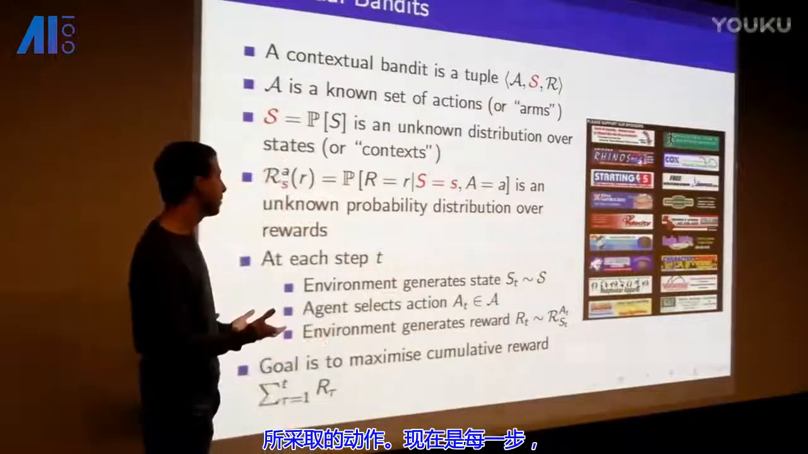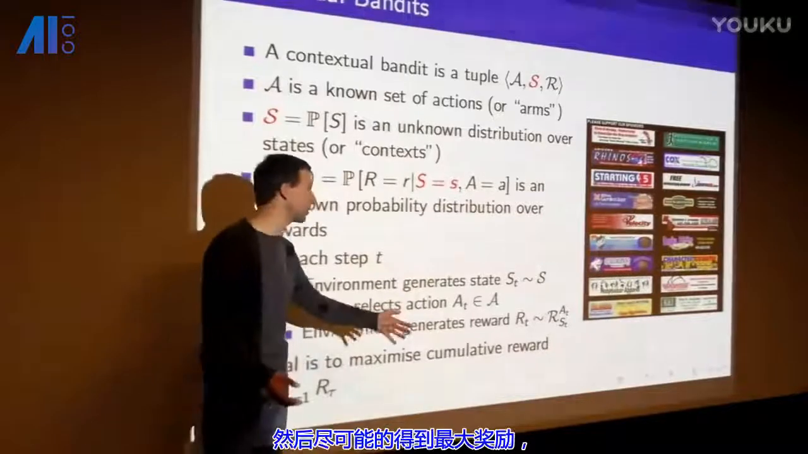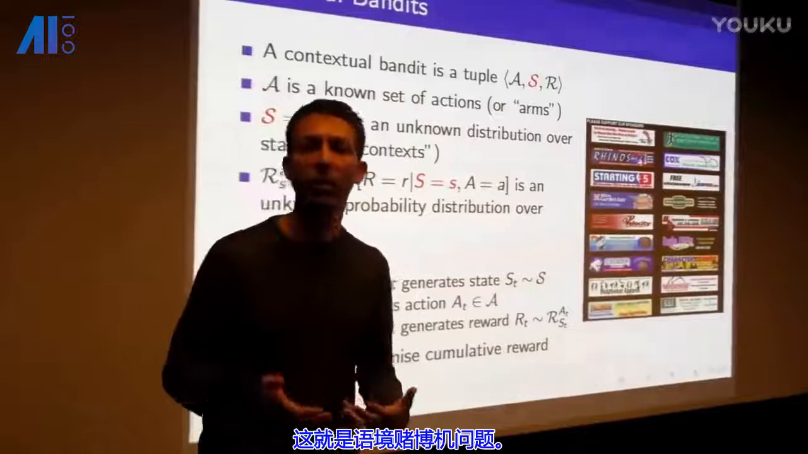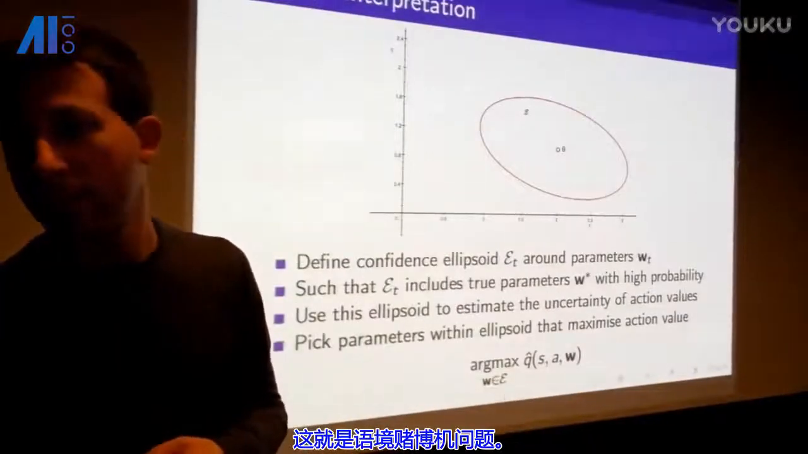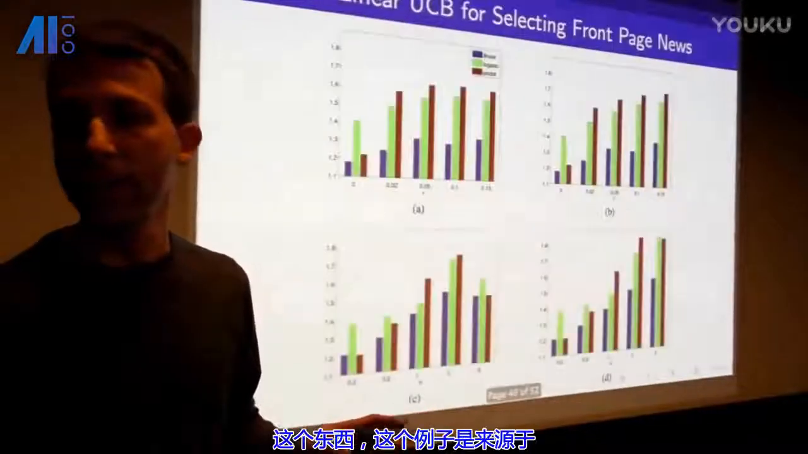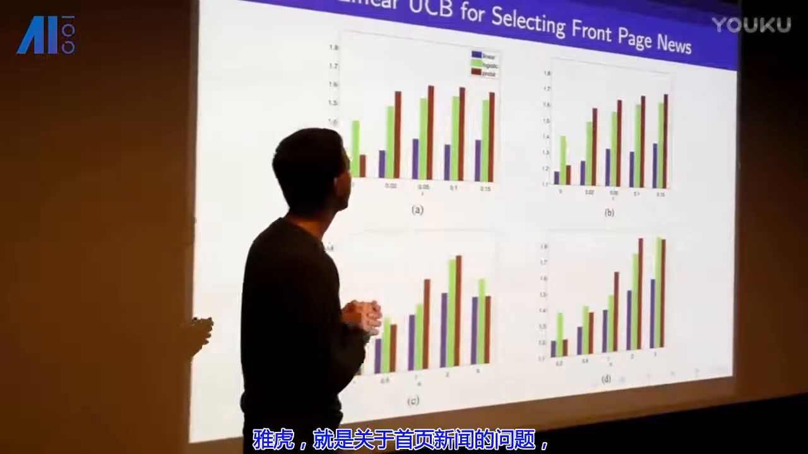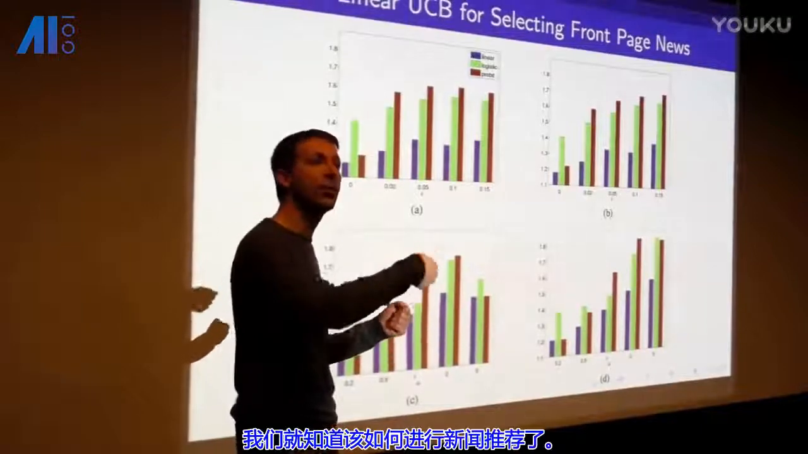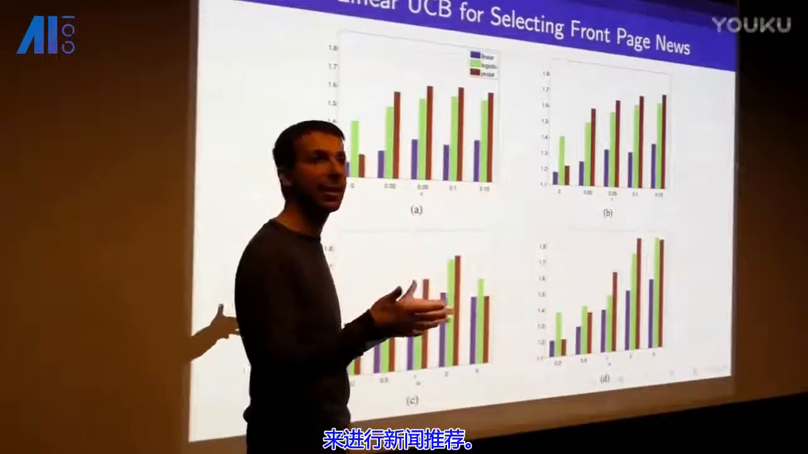And now at every step, we're picking this action, we're again trying to maximize the cumulative reward that we get over many, many steps. And this is the contextual bandit problem. And I think you can just read about this. There's an example that's taken from Yahoo. This is the front page news problem where they use contextual bandits to select what news article to recommend to an individual based on the statistics they've seen about that individual.